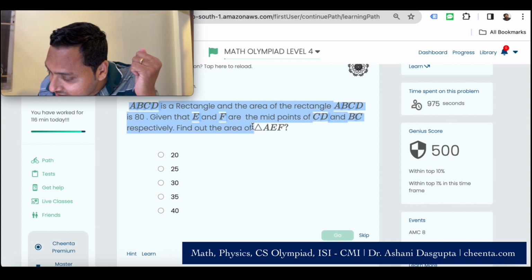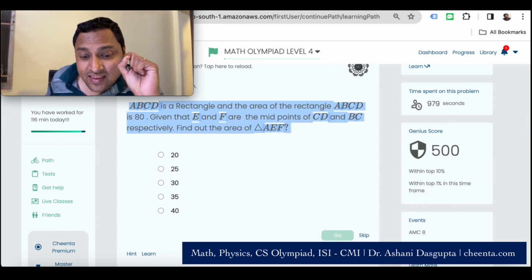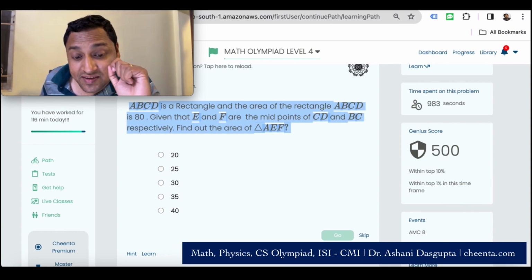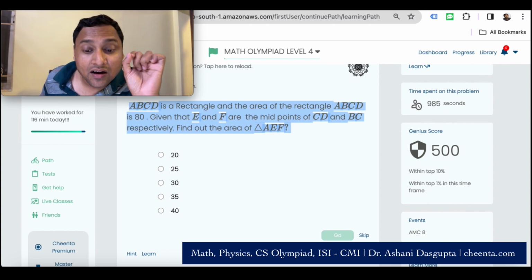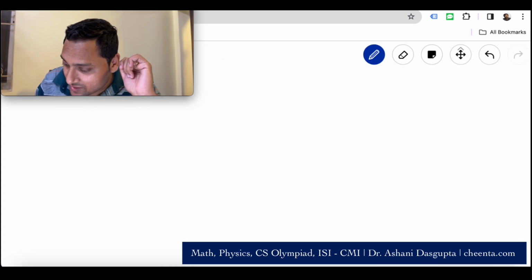ABCD is a rectangle and the area of the rectangle is 80. Given that E and F are the midpoints of CD and BC, we want to find out the area of triangle AEF. So let's try to do this.